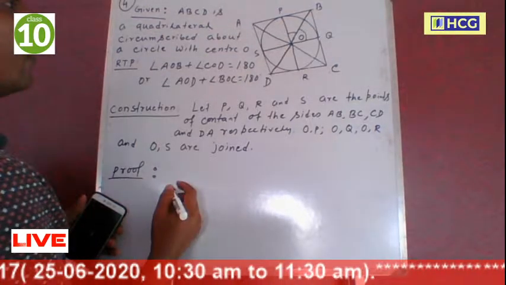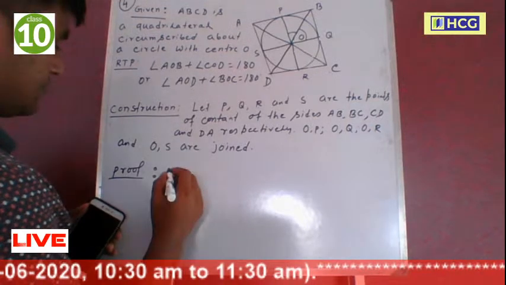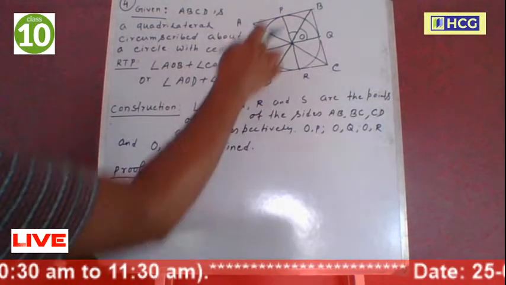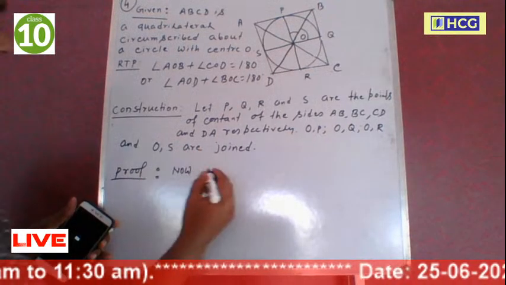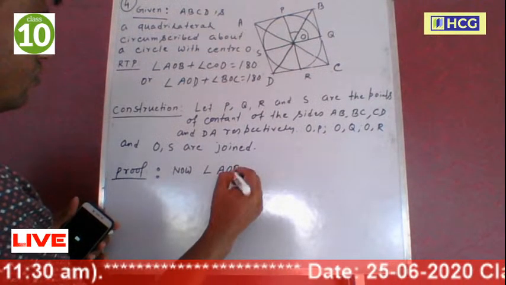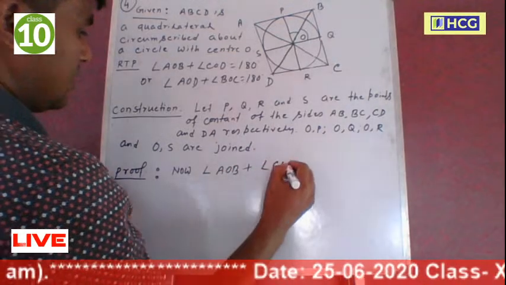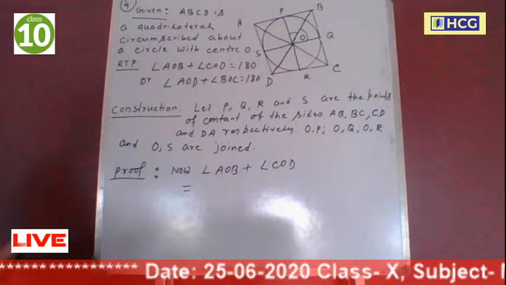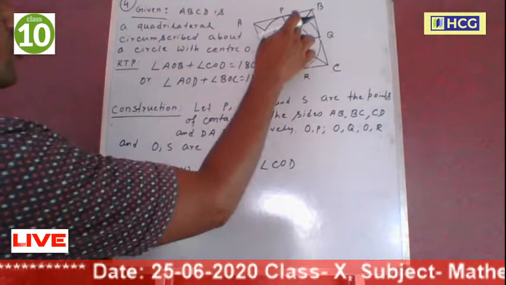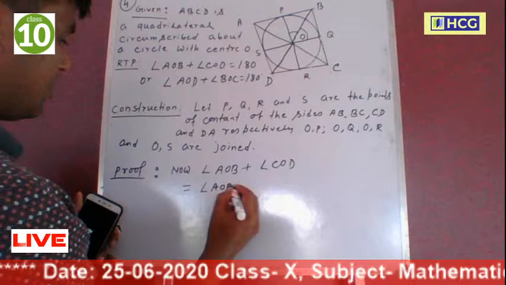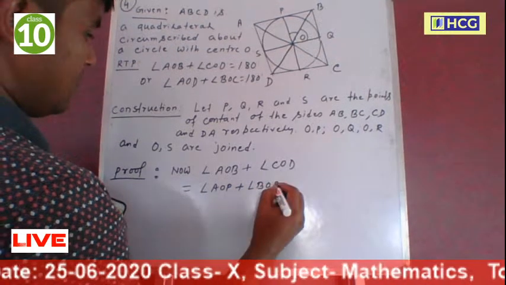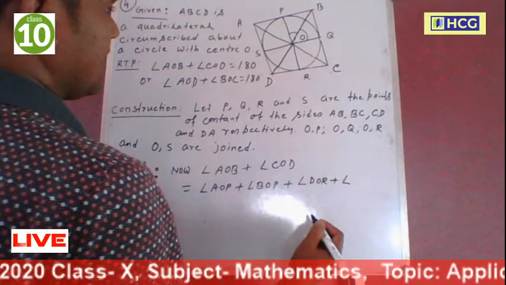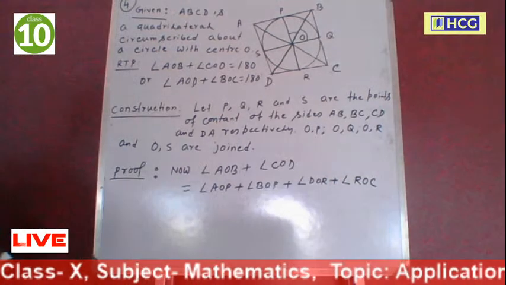Now angle AOB plus angle COD, the sum of two opposite angles. We have to show the sum of these two angles equals 180 degrees. Angle AOB equals angle AOP plus angle BOP, and angle COD equals angle DOR plus angle ROC.